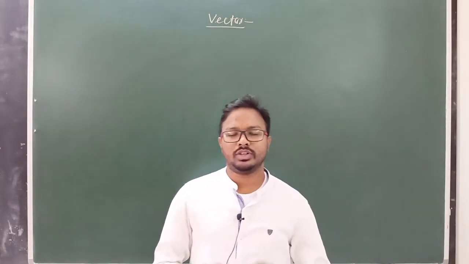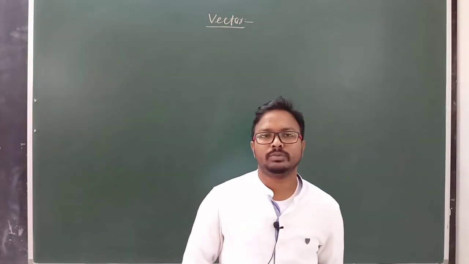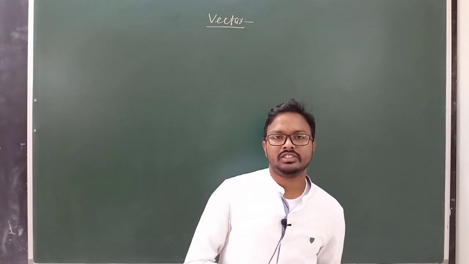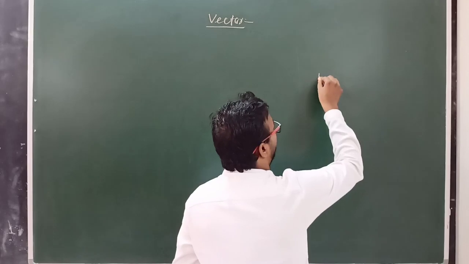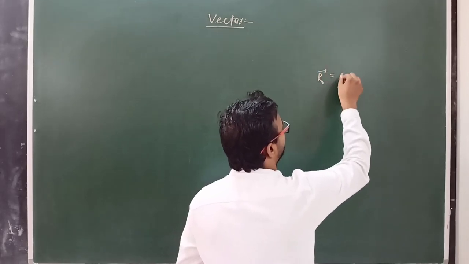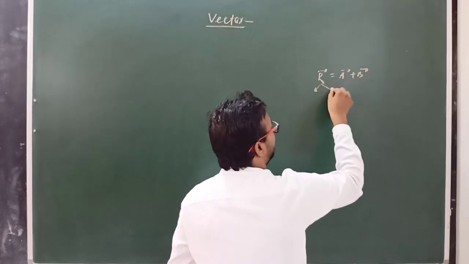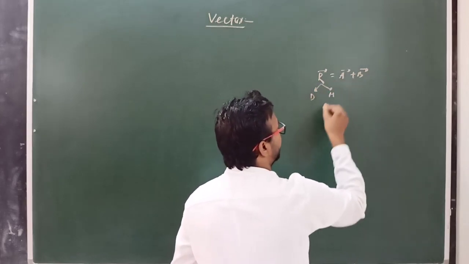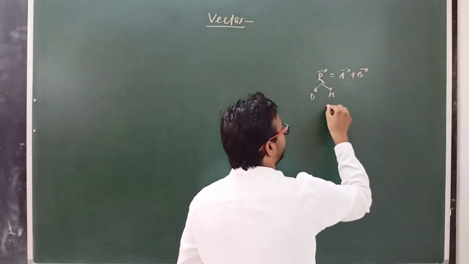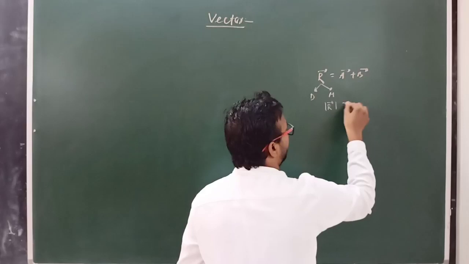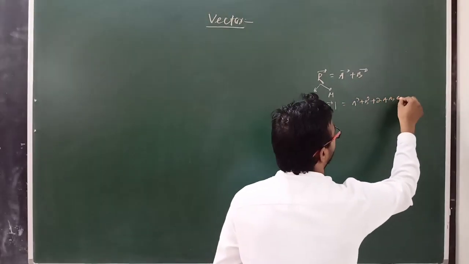We already discussed what is parallelogram law, triangle law and polygon law. Suppose we have two vectors which have both different direction and magnitude. At that time we get the resultant vector, and that resultant vector R equals A vector plus B vector. Because this is a resultant vector, it possesses direction as well as magnitude. So in this case the magnitude of the resultant vector is the square root of A square plus B square plus 2AB cos theta.